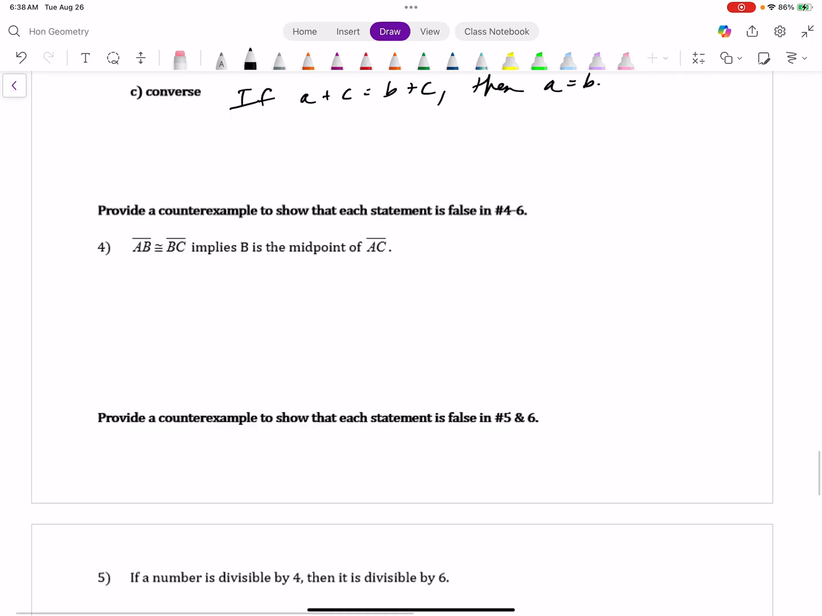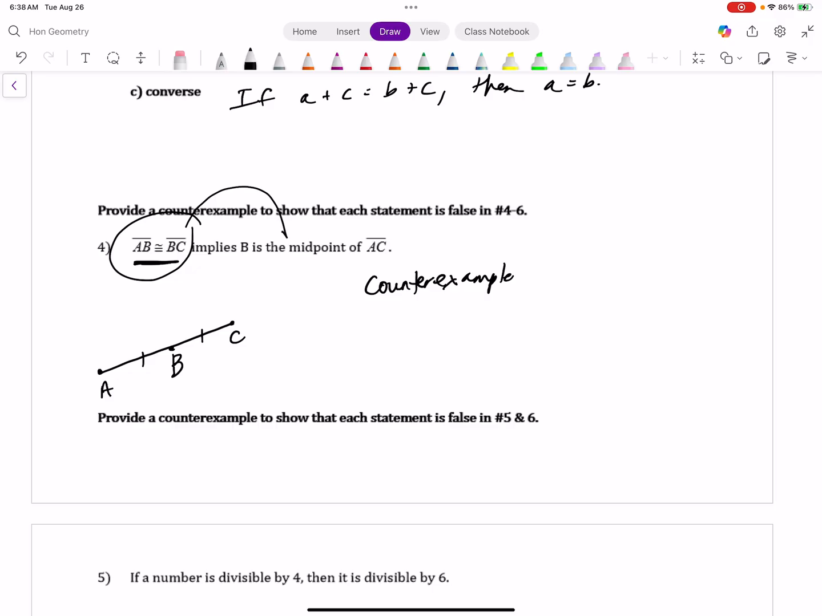Provide a counterexample. So these two segments being congruent, and oh, this was on your quiz the other day that we talked about. So what's a counterexample that makes this an untrue statement? I mean, it could be true. This is not the counterexample. So if here's A, here's B, here's C, and AB is congruent to BC, then yeah, B is the midpoint. That's not the counterexample. Here's a counterexample. Can you find just one example where this does not lead you to that?